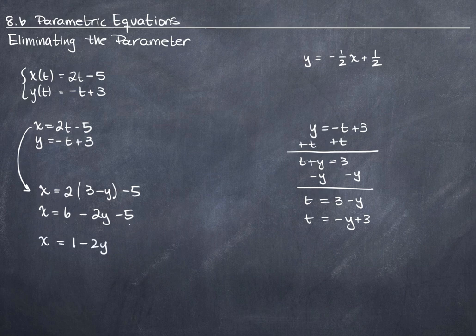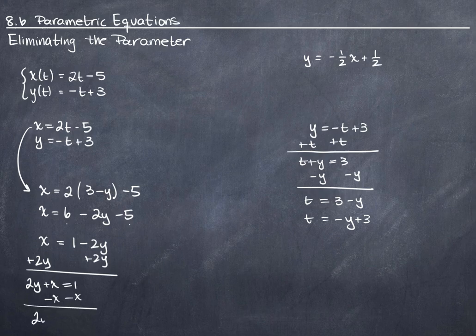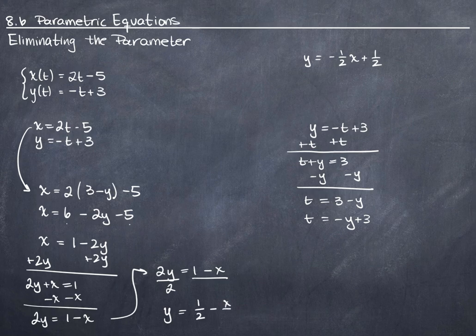I need to solve this for y if I want it in the standard form. So I'm going to add 2y to both sides, both to make it positive and to move it to the more conventional side of the equation. 2y plus x equals 1. Subtract x from both sides. 2y equals 1 minus x. Now I'll go over here, and I'm going to divide. I'll rewrite this. Divide both sides by 2. So I have y equals 1 minus x all over 2, or 1 over 2 minus x over 2.